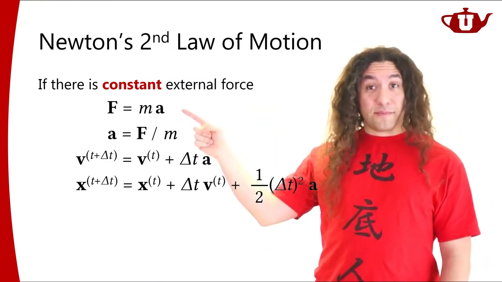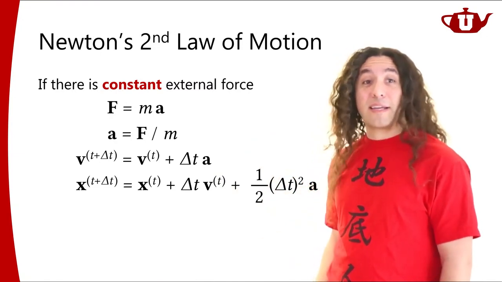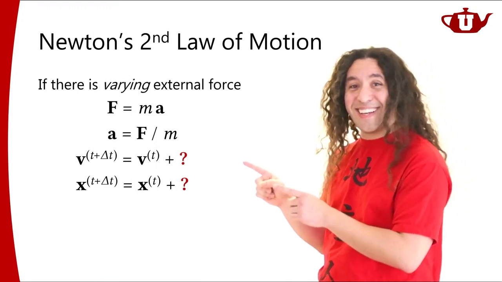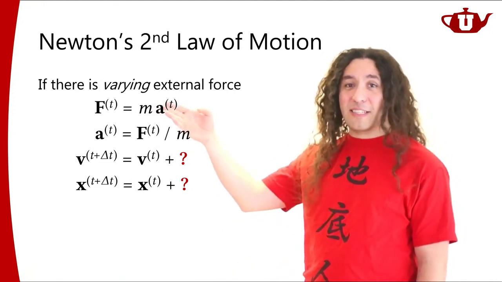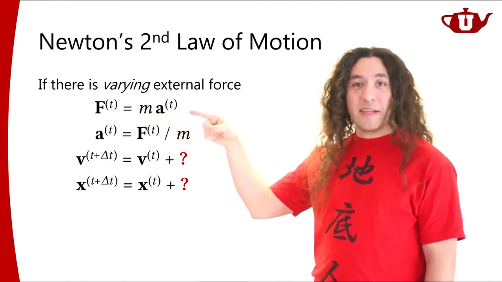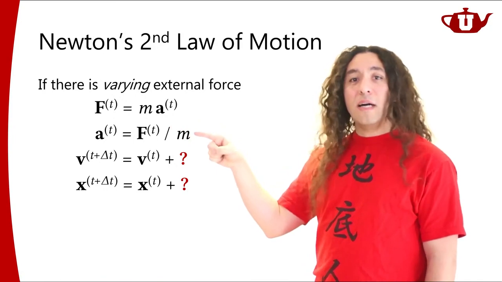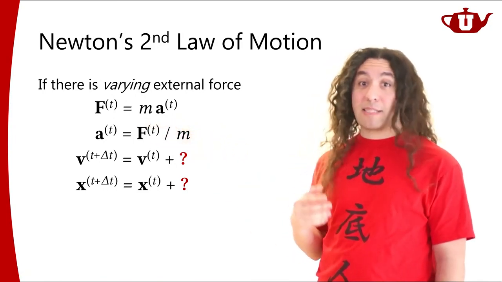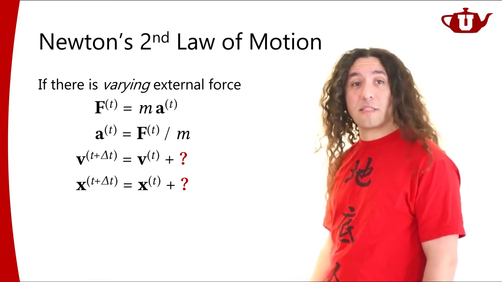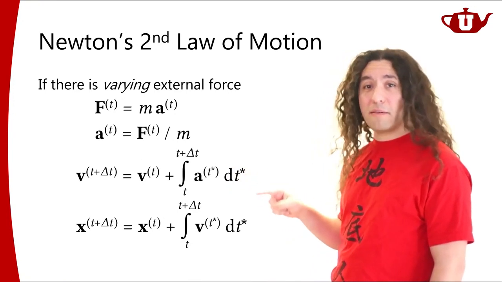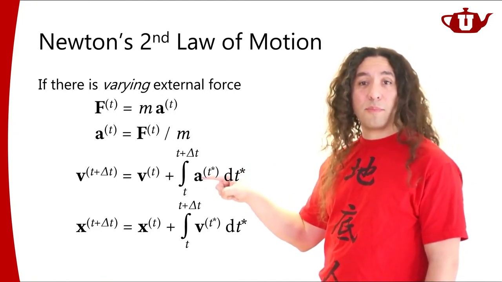All right, so if the force applied to an object is not constant, if it's varying, then things are going to be a little more difficult. Now, this force is not constant, so let me write it like this: the force is varying in time, so I just put the force at a particular time, and it satisfies this equation. And I can compute the acceleration at a given time if I know the force at that time. But if the force is changing, then the acceleration is changing. Acceleration is not constant anymore. If the acceleration is not constant, the exact equation for the change in velocity and position is going to be these integrals, right? If the acceleration is changing, then I need to integrate the acceleration from the beginning of the time step to the end of the time step.